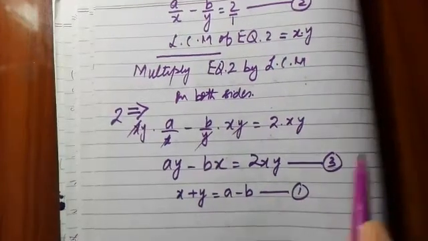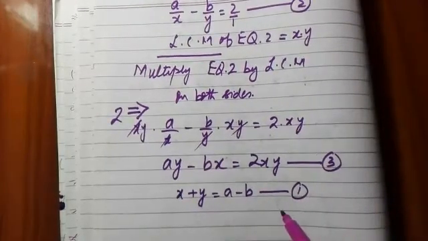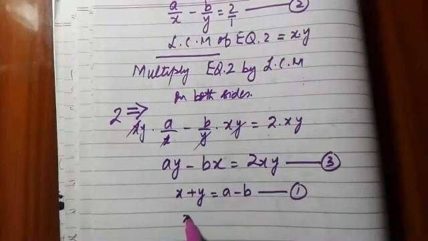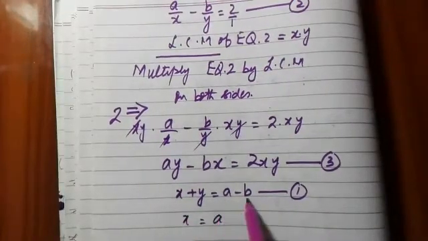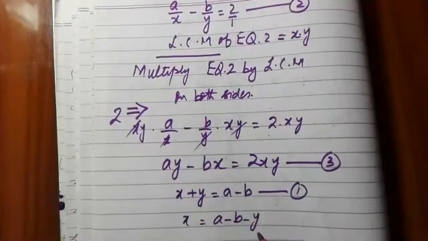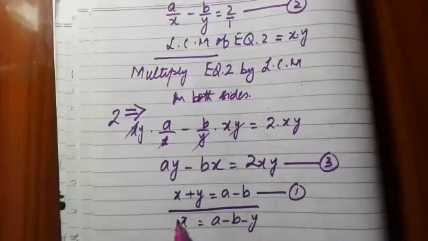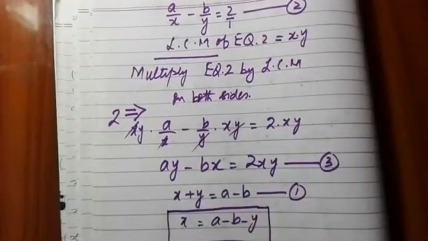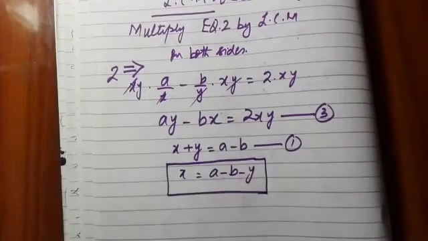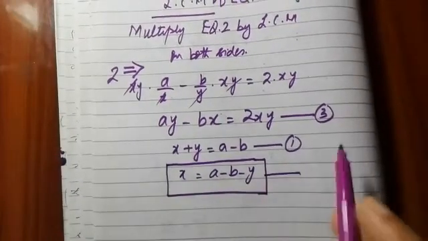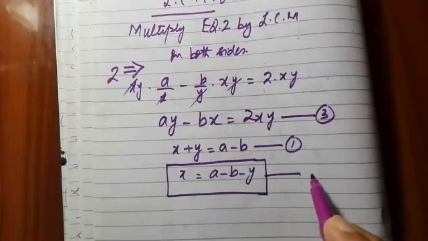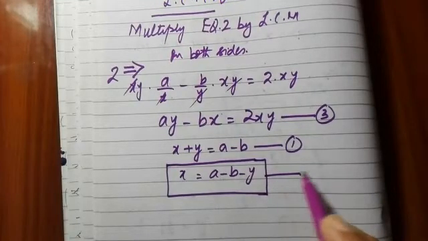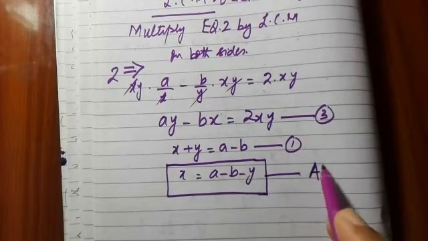Now you are in a position to simplify, and we will do the same thing as before, as we have done in question number 1: you will separate variable x in terms of y. A and b will be considered as constants, so shift y to the other side. So you have calculated x in terms of y: x equals a minus b minus y. Let's suppose we name it, for example, equation number A.